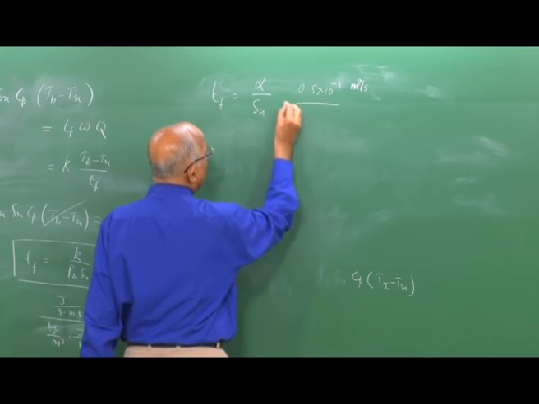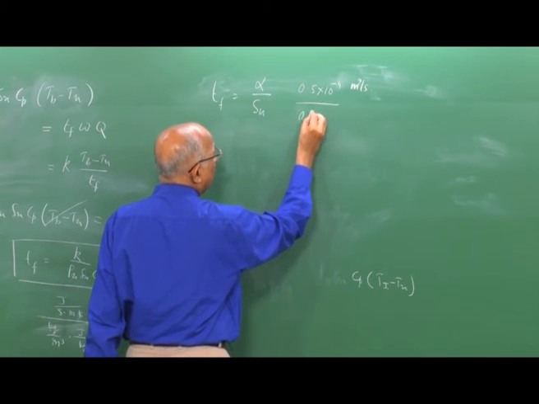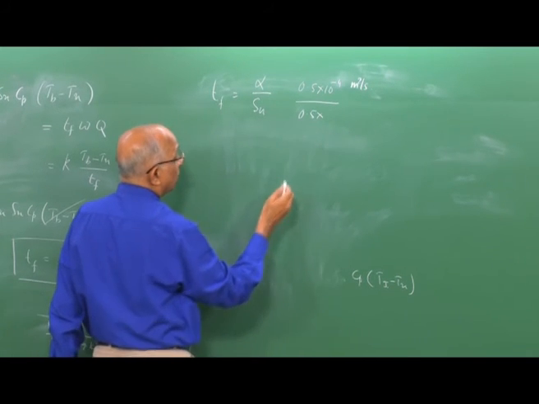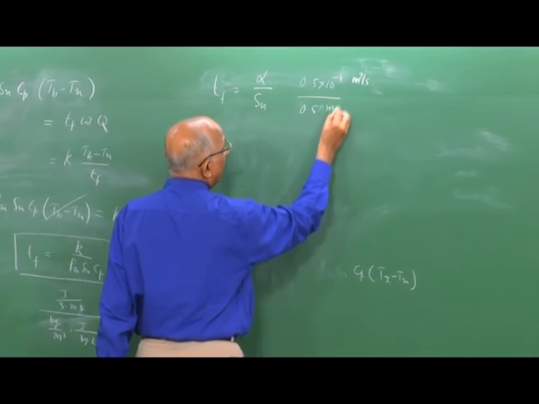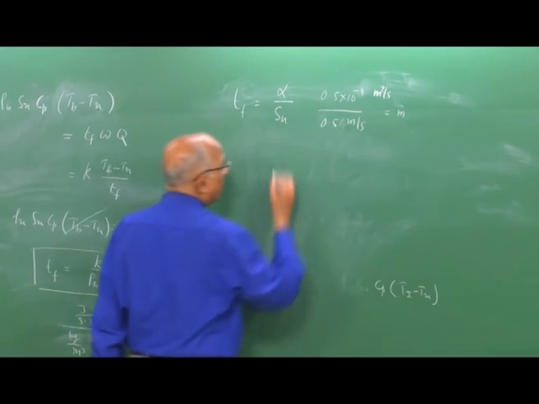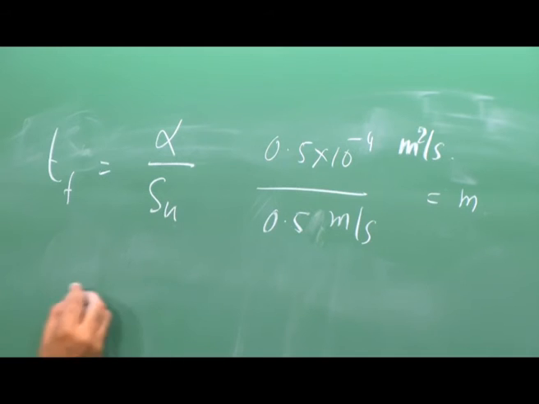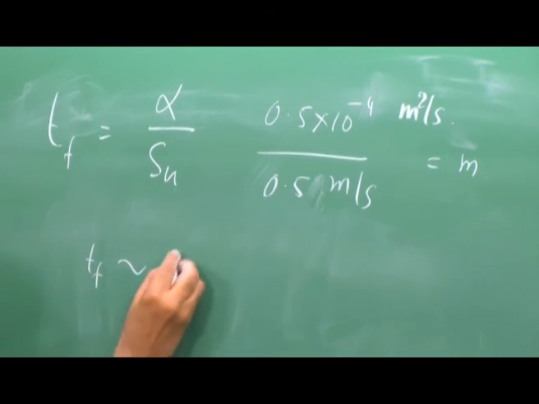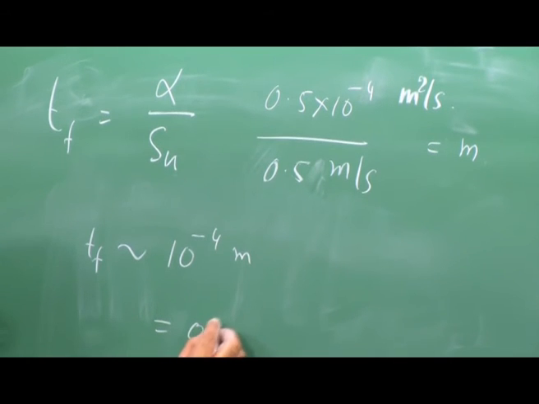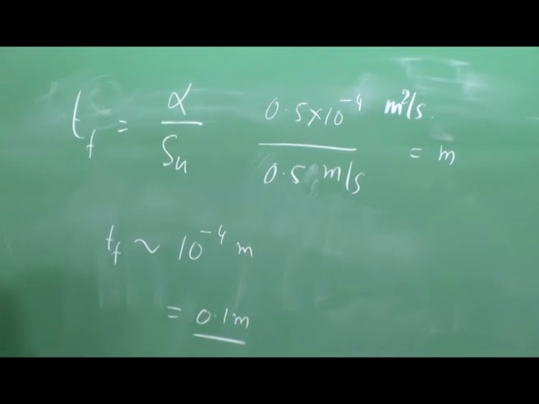The value of Su, we said, is equal to 0.5 meters per second. Therefore, the thickness of the flame is so many meters, and the unit is all right, and therefore we say that the thickness of the flame is typically around 10 to the power minus 4 meters, which is around 0.1 millimeter.